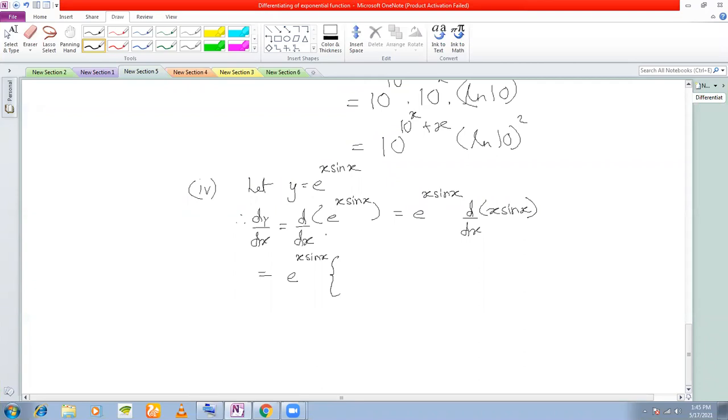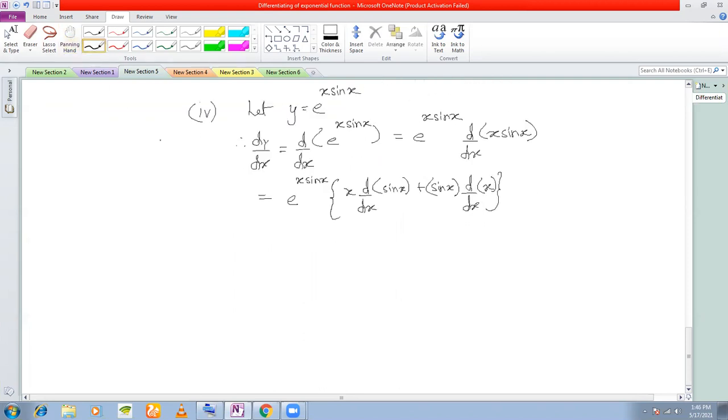So now d/dx of x sine x you differentiate by the u into v rule. So this is e to the power of x sine x into, here you have x, d/dx of sine x is cos x, and d/dx of x is 1. And that is your answer.